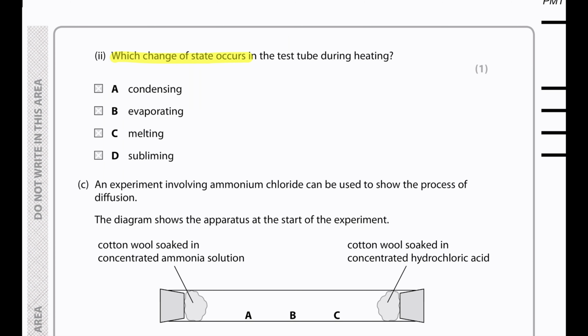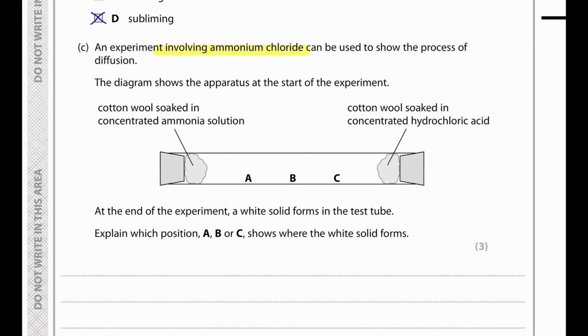Which change of state occurs in the test tube during heating? So during heating, we can see that the material goes from solid to gas phase, and we can call it sublimation or subliming. An experiment involving ammonium chloride can be used to show the process of diffusion.